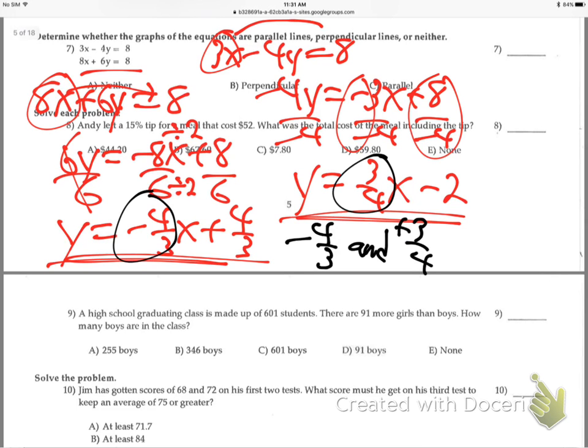So they're perpendicular. Why? Because they're upside down, and one's negative, one's positive. You got to have both things. Put that in your 3x5 card if you don't have it. It's got to be upside down. Because what if they were both negative? Then it would be neither. It's got to be upside down and one positive, one negative. Totally the opposite. So that one's perpendicular. Good there? Try the next one.